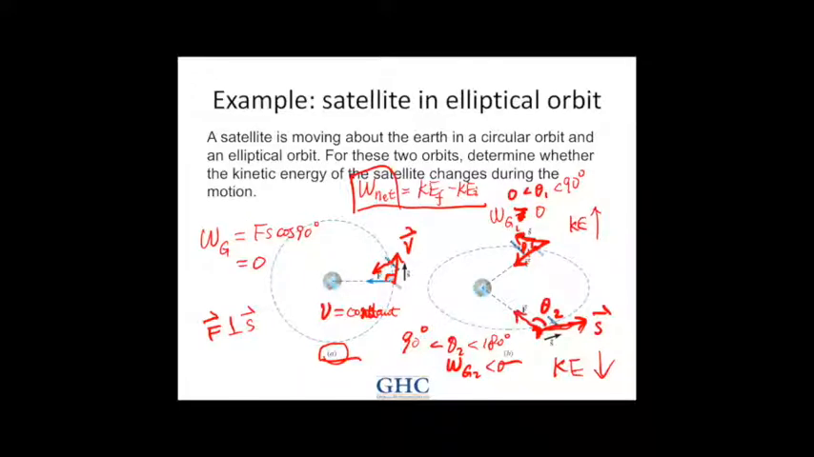So it depends on the orbit of the satellite. Its speed is not going to change if it's a circular orbit. If it's an elliptic orbit, the speed of the satellite changes. And we can go more quantitative later after we learn energy conservation.